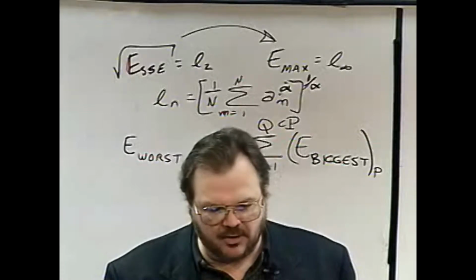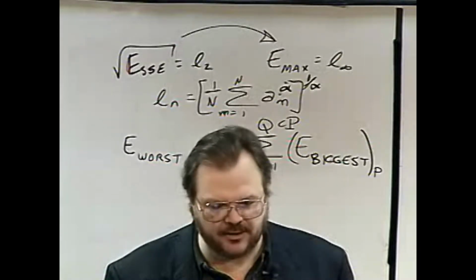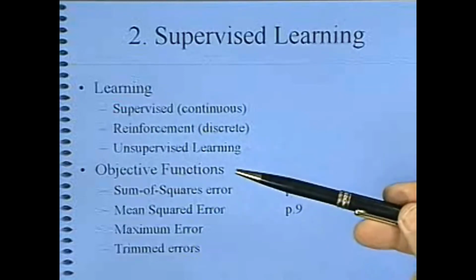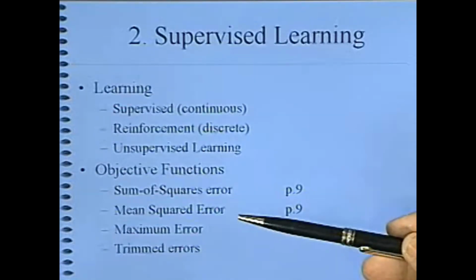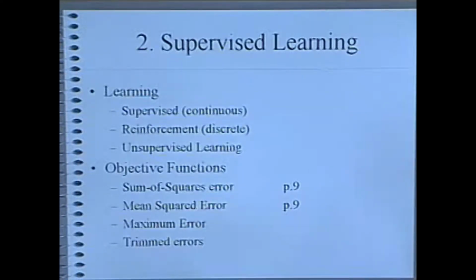Supervised learning, we talked about this last time. We talked about continuous, discrete, and unsupervised learning being clusters. We talked about these objective functions: the sum of squares errors, the mean square error, the maximum error, which is the one we just talked about. The trimmed error is where you only take the worst of the cases and use maybe the highest 4 errors and sum those up and attempt to minimize that. So these are some of the different techniques for supervised learning. Of course, the gist, and what we haven't addressed yet, is how we determine the weights in order to minimize these errors.